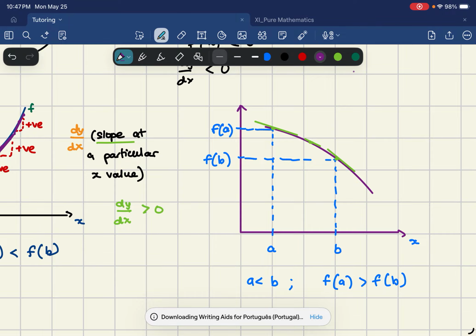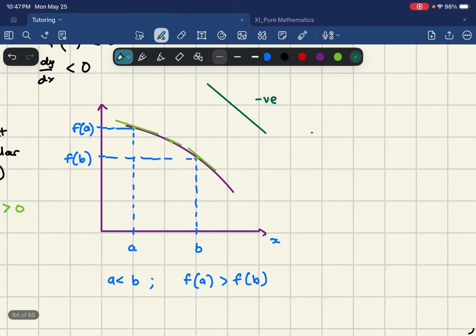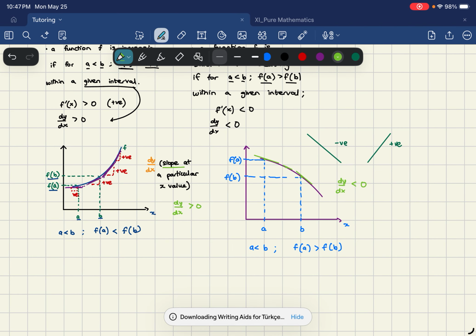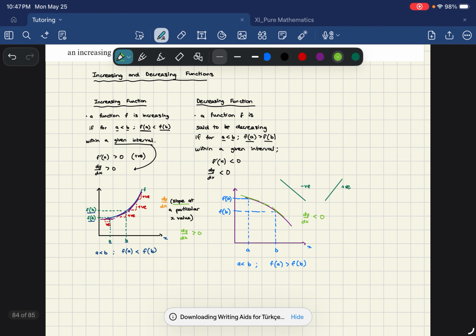These are negative slopes. Remember your straight line chapters. If your slope is in this direction, it's negative, right? If your line looks like this, it has a negative slope. If your line looks like this, it has a positive slope. So you can see that the gradient here is obviously negative. So that is why dy by dx is less than 0 for a decreasing function. All right, so that is all that we need to know.